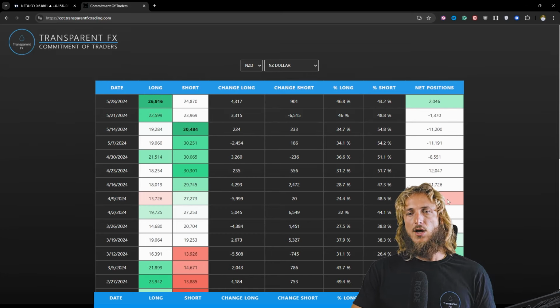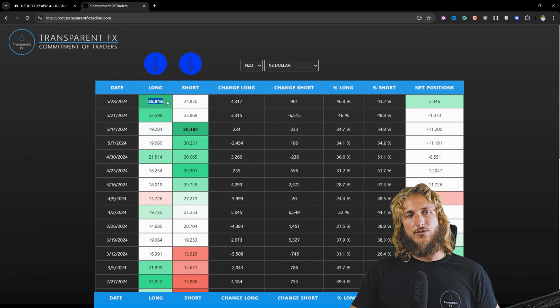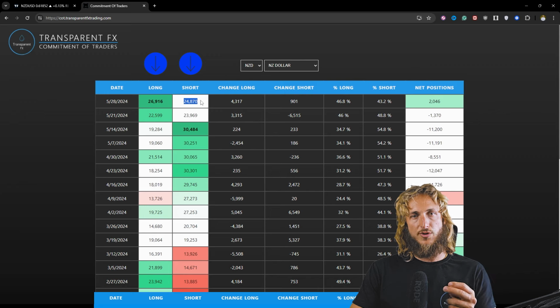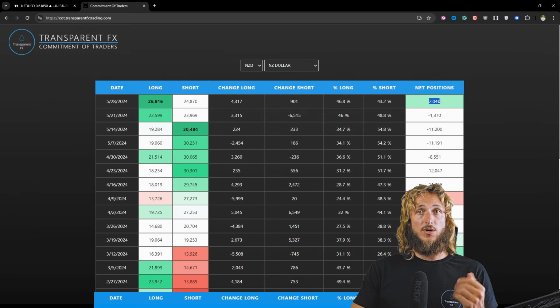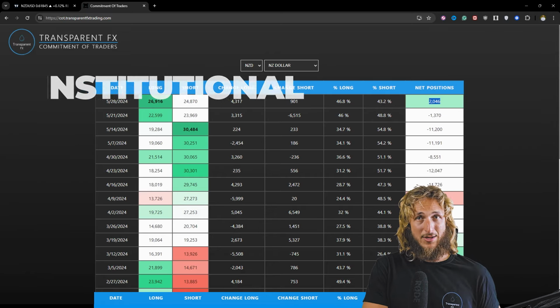We went, in fact, from having way more shorts than longs from an institutional standpoint, with a negative net positioning of minus 13.5K net positions, with 27.2K shorts compared to only 13.7K longs, all the way up to now having a positive net positioning of 26.9K longs compared to only 24.8K shorts. And now we're sitting with a positive net positioning, meaning that institutions have more longs than shorts and have moved back to the bullish side.